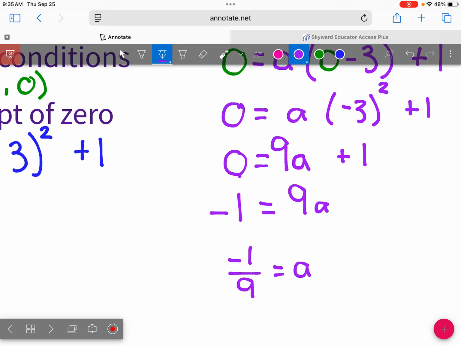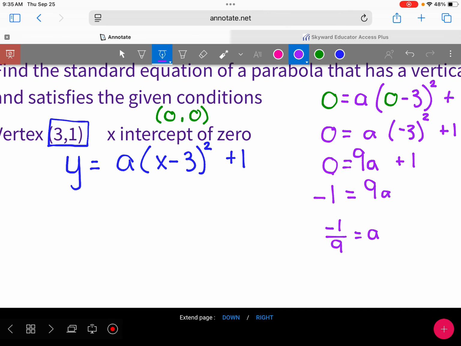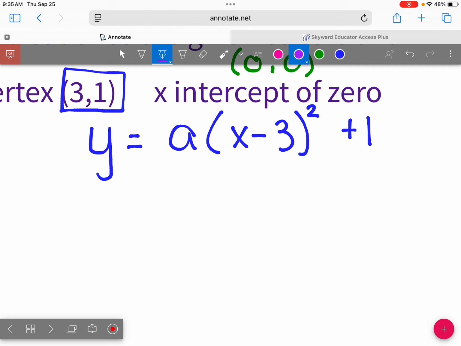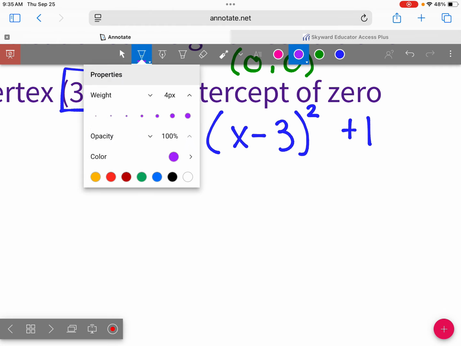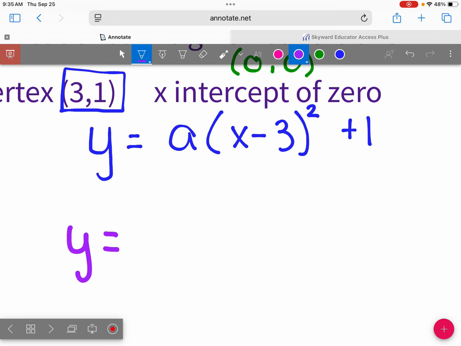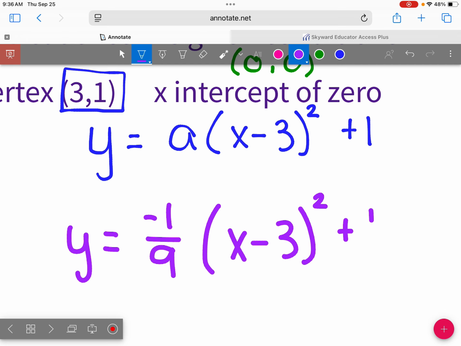Our a's can be fractions. Our a's can be positive or negative. All kinds of stuff. So our final equation on this is y equals negative 1/9 times x minus 3 squared plus 1.